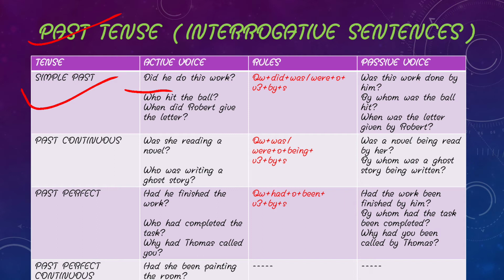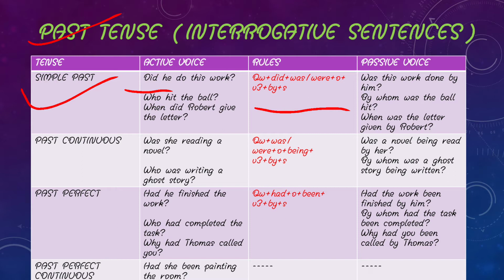So, when we have to change this sentence into passive voice, the rule which we need is QW plus did plus was or were according to the number of the subject plus object plus verb 3 plus by plus subject. This QW is your question word. Whenever we have a question word in the active voice, then we use this question word in the passive voice, or else we do not use it.